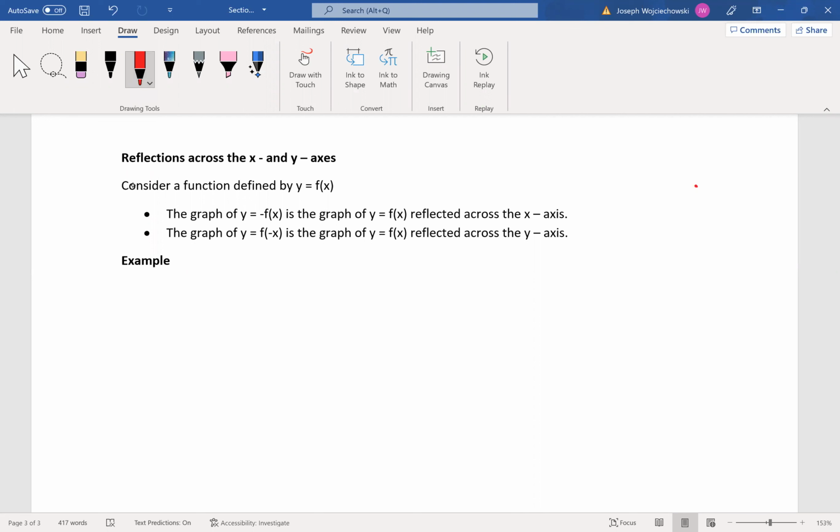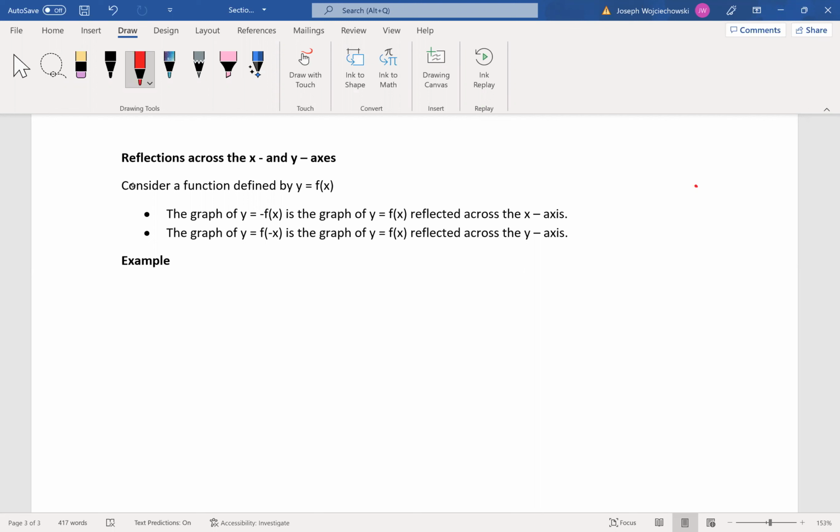So what about reflections across the x and y axes? Consider a function defined by y equals f of x. The graph of y equals negative f of x is the graph of y equals f of x reflected across the x-axis, because negative y becomes positive y and positive y becomes negative y. The graph of y equals f of negative x is the graph of y equals f of x reflected across the y-axis. So let's look at an example of this.